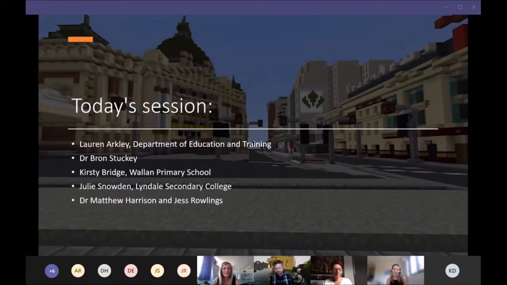And then we have Dr. Matthew Harrison and Jess Rowlings, who are going to share all of their work in setting up their YellowCraft server. As Nathan said, through today's session, please feel free to pop any of those questions you have into the chat, and I'll try and address those before we move on to the next speaker.